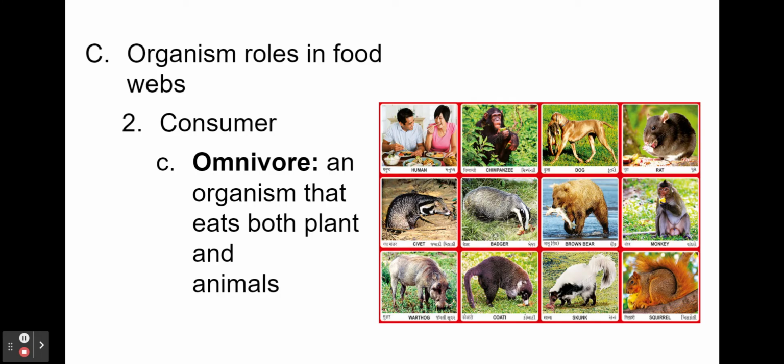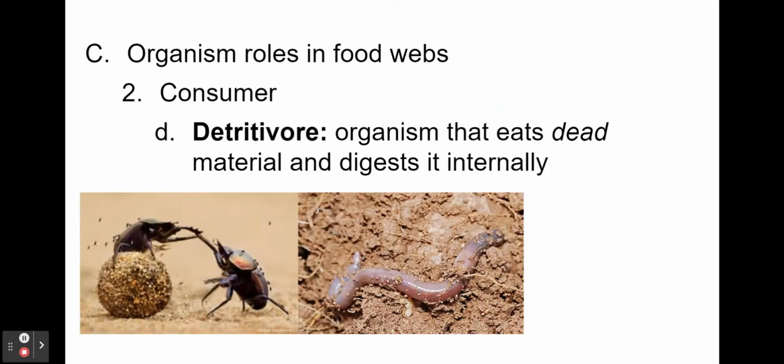Humans are not carnivores. We don't just eat other consumers. We eat both plants and animals. We are omnivores. An omnivore, detail C, is an organism that eats both plants and animals. And as you can see from the screen, there's a variety of interesting omnivores across the world, from dogs and badgers to brown bears, civets, warthogs, coyotes, skunks, squirrels, and monkeys.